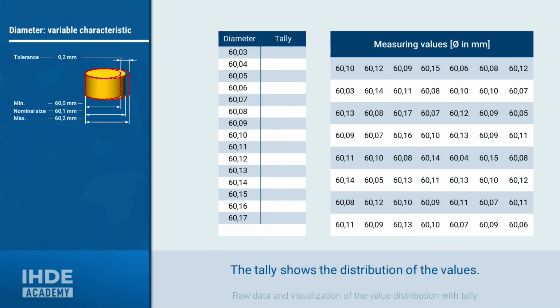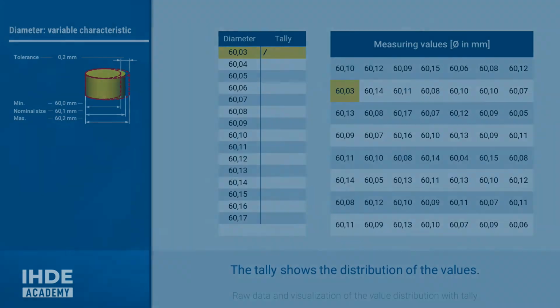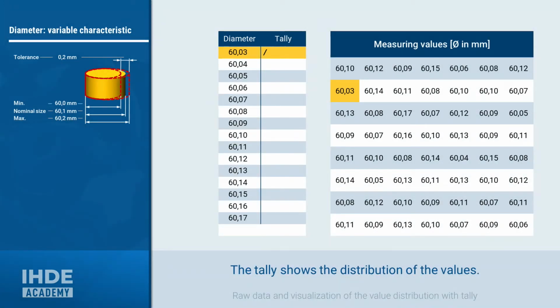The tally sheet shows how often a characteristic value is represented. For each existing measured value, a line is then drawn for the corresponding characteristic. If, for example, the value 60.03, shown here in yellow, is only there once, only one dash is entered.